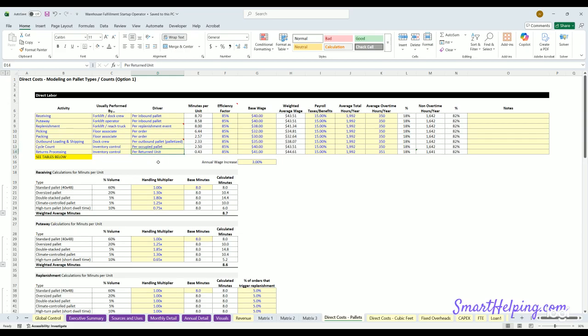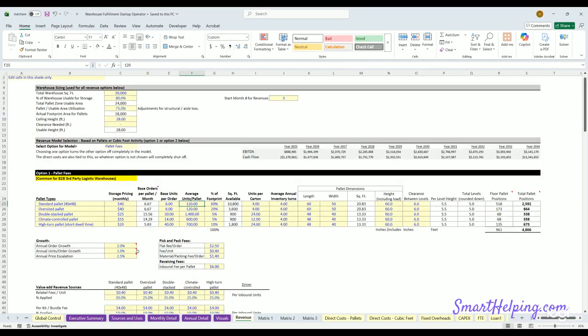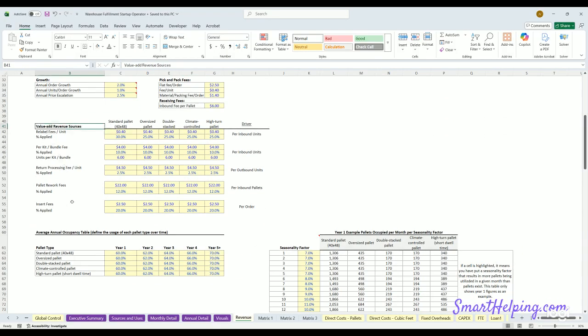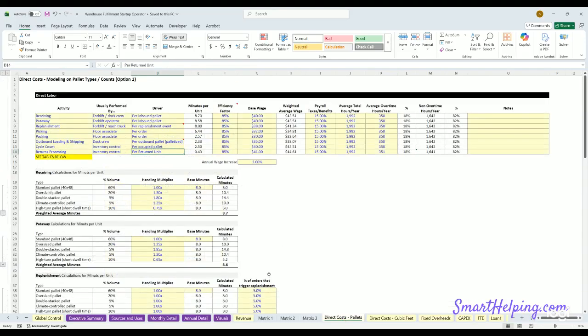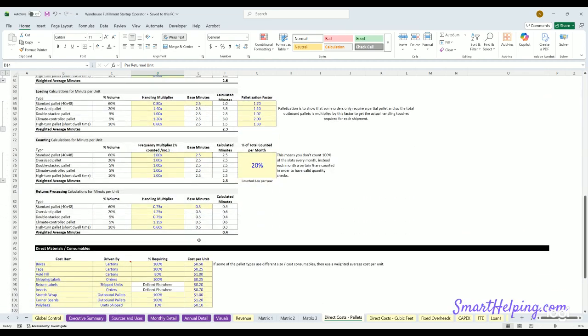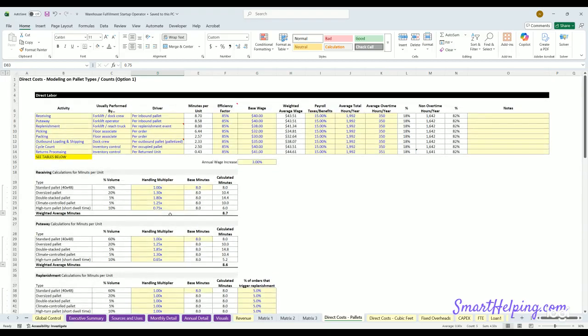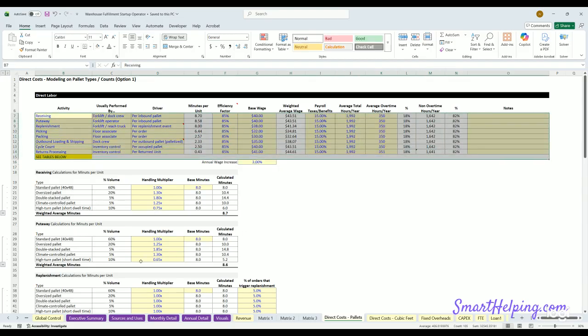Returns processing, just return per unit returns, which is based on our value added service here, where we have a return processing fee per unit, percentage applied, and that's going to drive our cost for that as well. So the amount of minutes per return unit will be defined there. Could be different for each one, could be the same. And then we have wage increase per year at 3%. So that's direct labor for pallets.